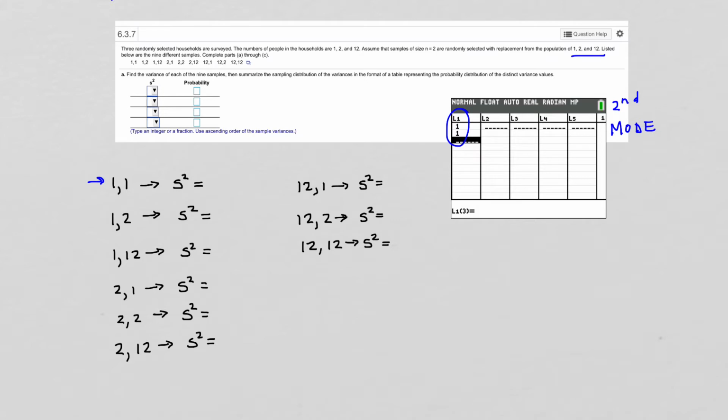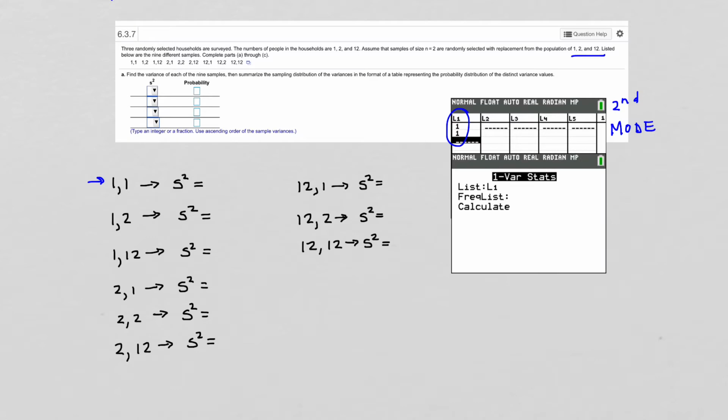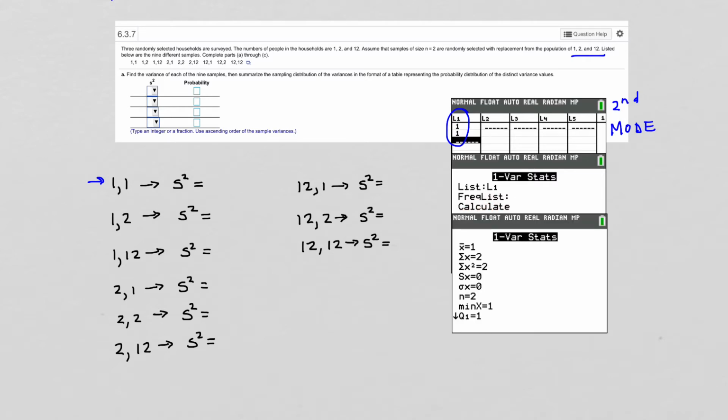And then I'm going to run one variable statistics with just list 1. So you can see that here. Notice that frequency list is blank. Okay, so there's nothing here. And when I press calculate, or arrow down to that so that it's highlighted and press enter, this is what I get as a result. So what we're concerned with is the sample standard deviation, Sx. And in this case, that turns out to be 0.